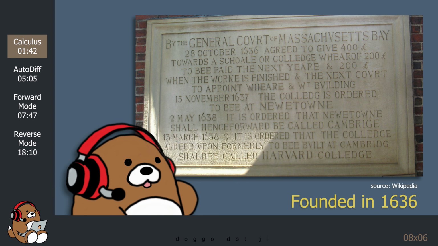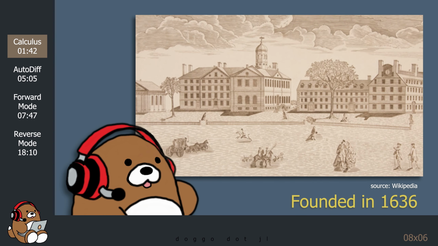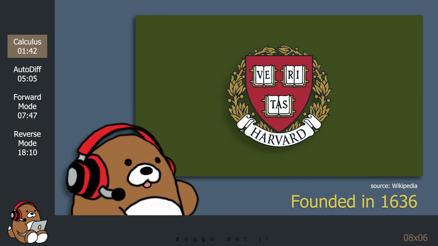Here's a fun fact. Harvard University was founded in 1636, making it the oldest institution of higher education in the United States. Shockingly, the first students at Harvard were not required to learn calculus. That's because calculus had not been invented yet. Yes, that's correct. Harvard is older than calculus.